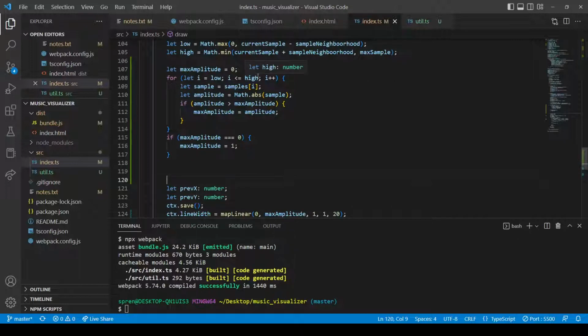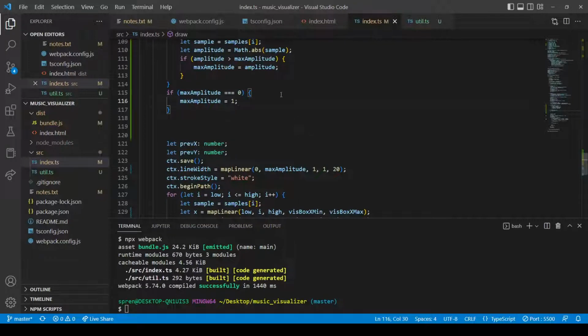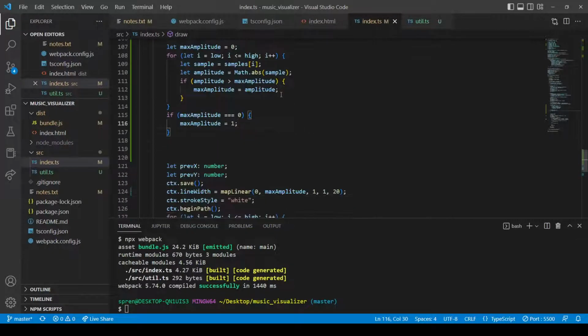We have a max amplitude. We can do like a normalization of the audio window. How can we determine the frequency of a particular audio window? Or like, I don't know, the main frequency of it. I was thinking about this the other night.